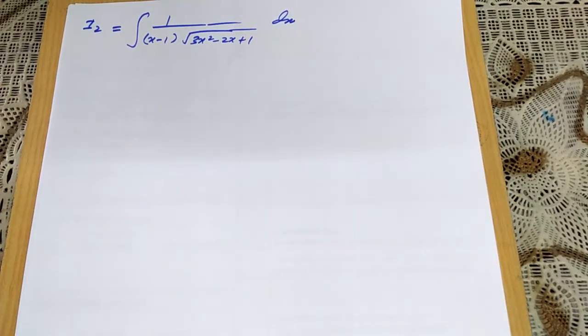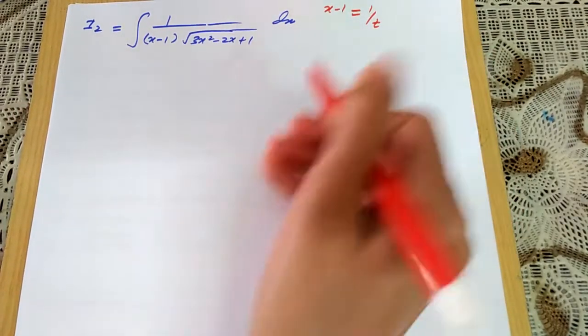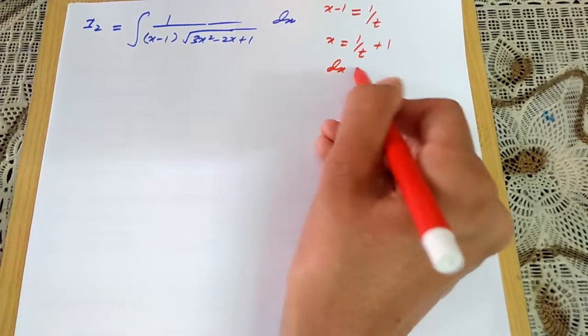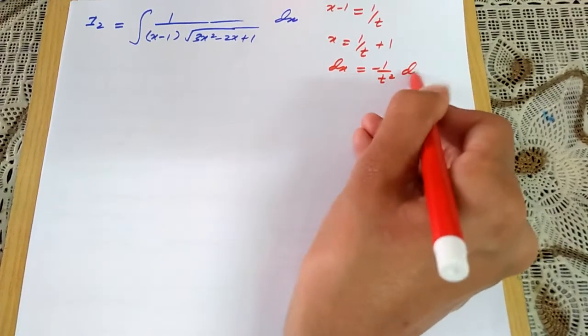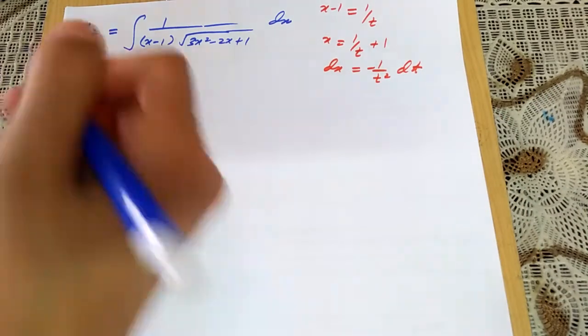For the second integral, now we need again the substitution. That is, let x minus 1 is equals to 1 over t. So x is equals to 1 over t plus 1. So dx is equals to minus 1 over t square dt. Substitute back the values here in this integral.